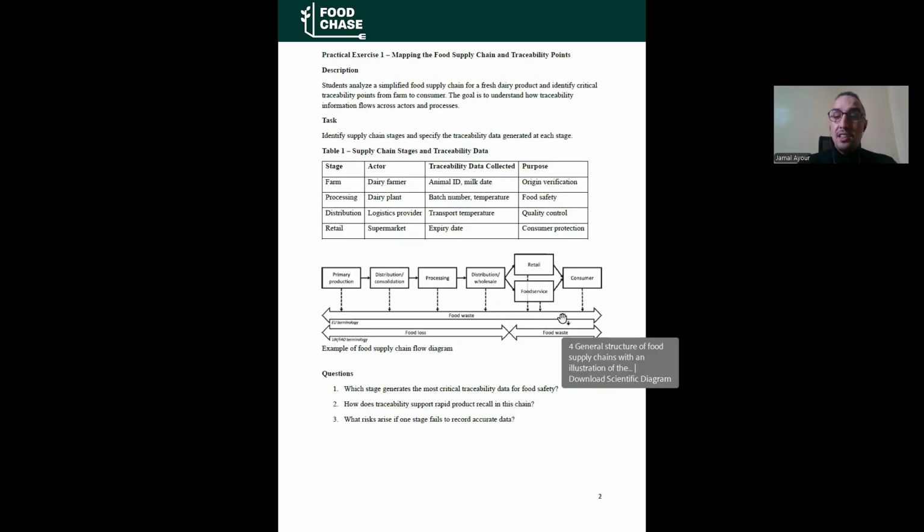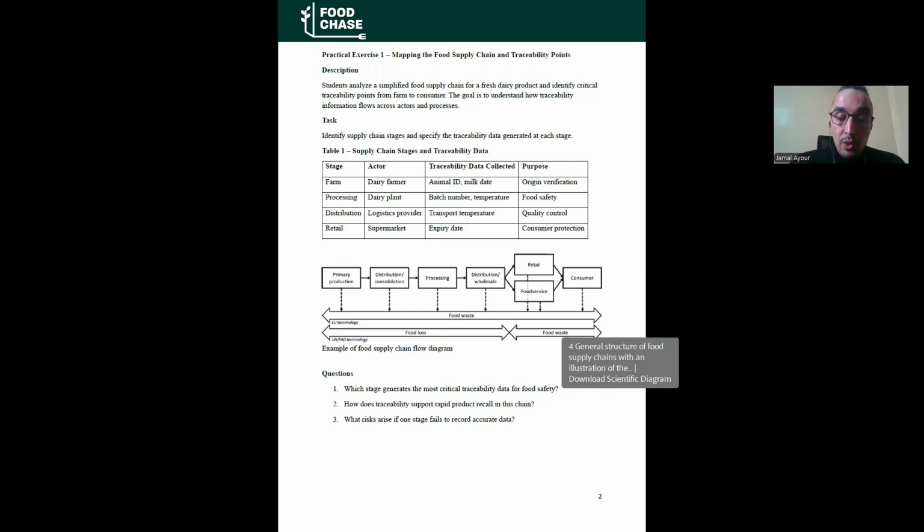Let's move to exercise number one about mapping the food supply chain and traceability points. This exercise is specific to section number one regarding the application of traceability in the food supply. Students analyze a simplified food supply chain for a fresh dairy product and identify critical traceability points from farm to consumer. The objective is to understand how traceability information flows across actors and processes.